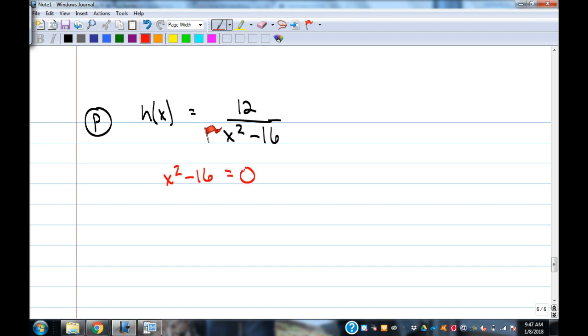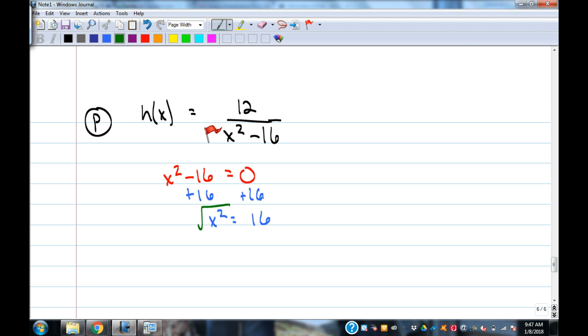How do you want to solve that? There's a couple of different ways. Several different ways. I don't care which way you solve it. You can get x squared by itself. That works for this one. So that's x squared equals 16. And then what would you do? Take the square root, right?